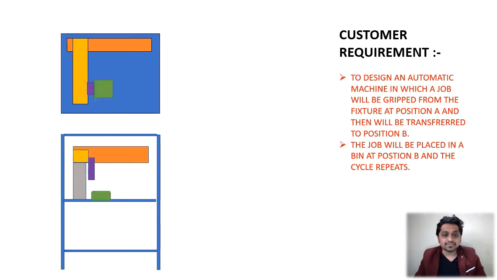Now let's see, this is the fixture on which we will place our job. Then we have a bin over here. As mentioned in the second line, the job will be placed in a bin at position B. So this is position B, and this was my position A. I will be picking the part from this position and placing it at position B, and this is my bin. So I have considered a space for my bin.